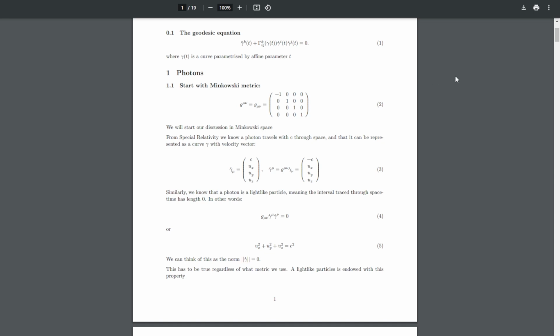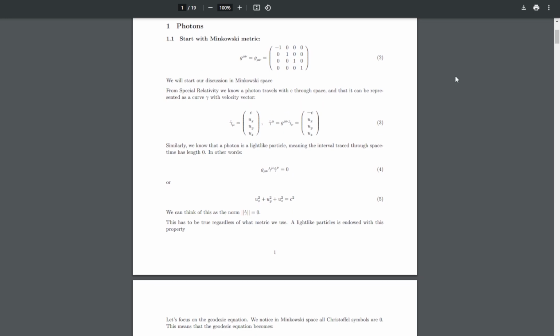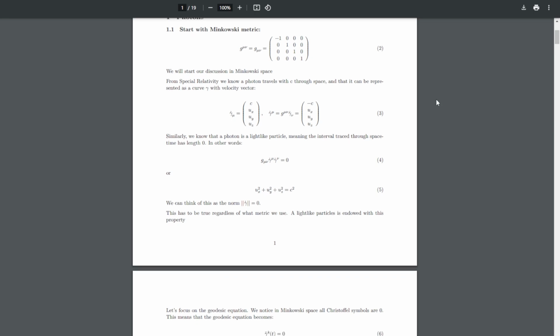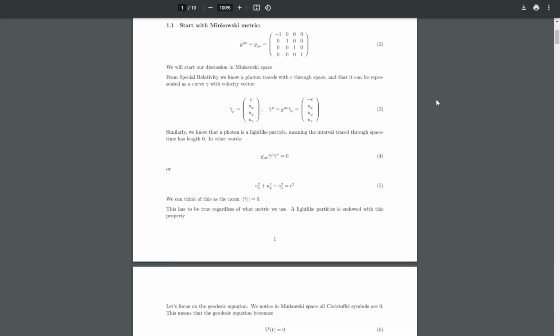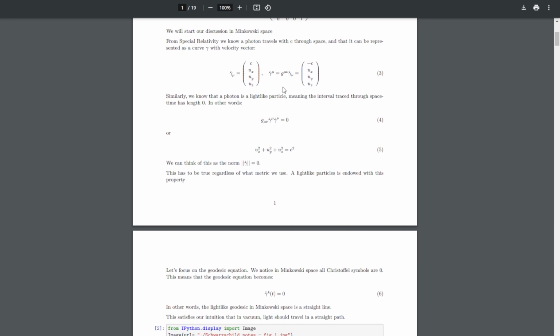Next up, we start with the Minkowski metric, for which I choose the signature -1, 1, 1, 1. Of course, we know from special relativity that a photon travels with the speed of light through space. The speed of light is c, and the photon can be represented as a curve with the velocity vector, which is the following: gamma dot mu, c, mu x, mu y, and mu z.